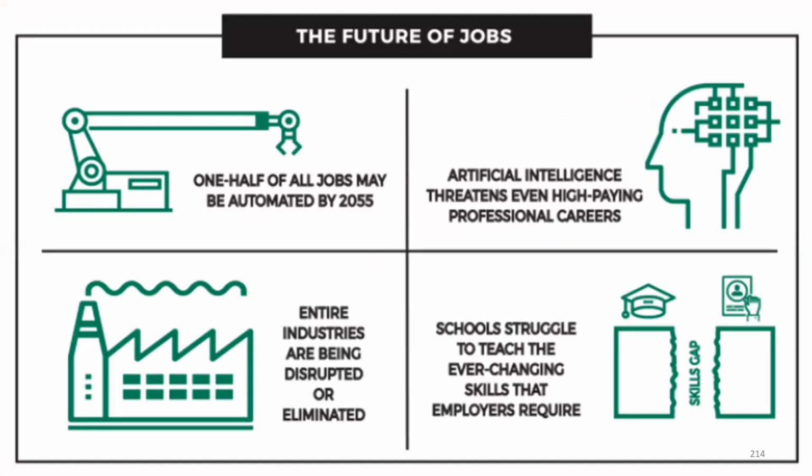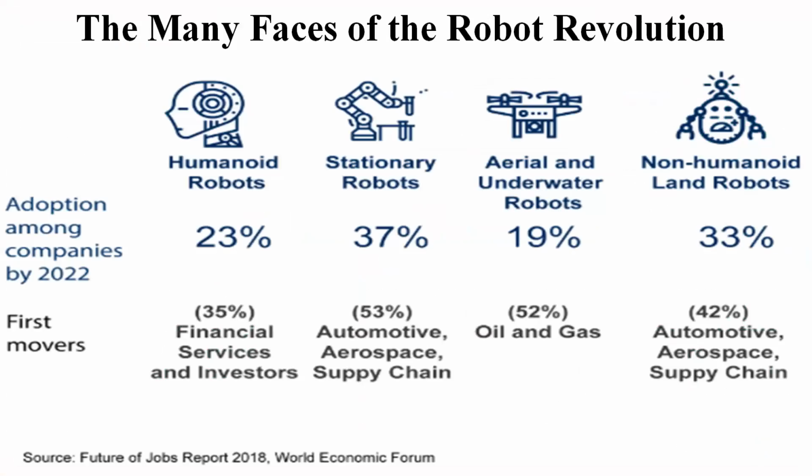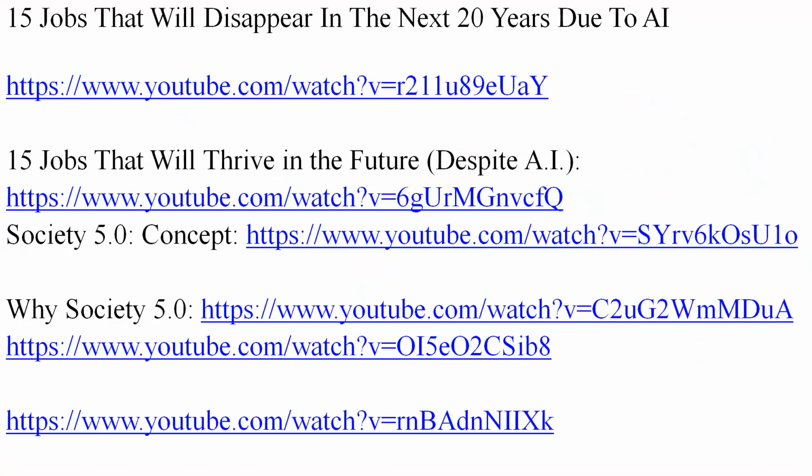The future will have a lot of robots and automation. One half of all jobs may be automated by 2055. So you have to develop skills which are not done by robots. There are humanoid robots, different robots. We'll see this video maybe next class.